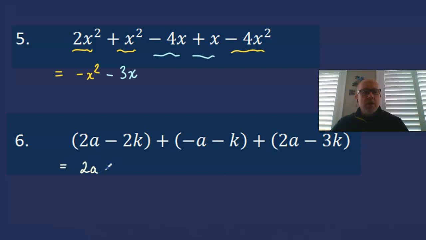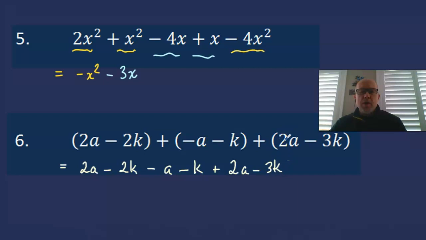So I'm just going to take one step here of removing all the brackets. So when I get to this set of brackets, I'm just going to drop the plus sign, and what I end up with is a minus a minus k. And I'll drop this plus sign and drop the brackets, so I have plus 2a minus 3k.